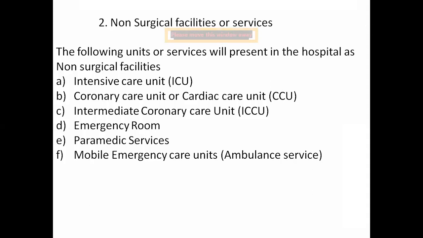The first one is intensive care unit, then coronary care unit or cardiac care unit, intermediate coronary care unit, emergency room, paramedic services, and mobile emergency care unit. You can call it ambulance services. These are the 6 different non-surgical facilities that should be provided by any large-sized hospital.